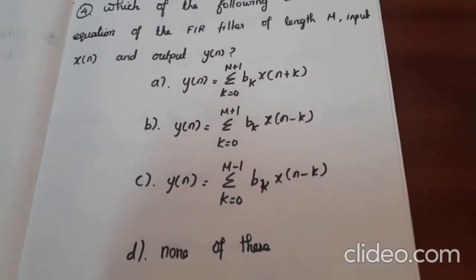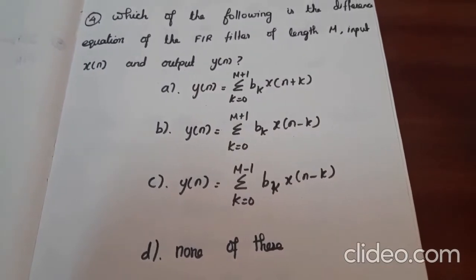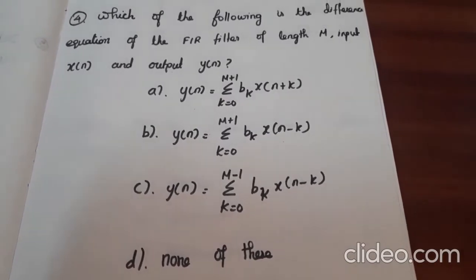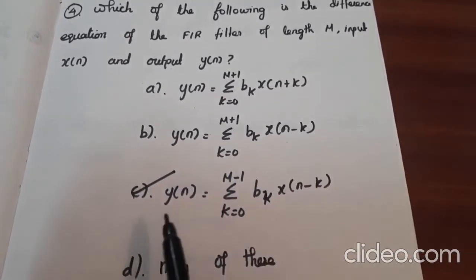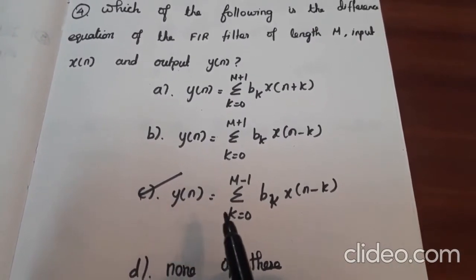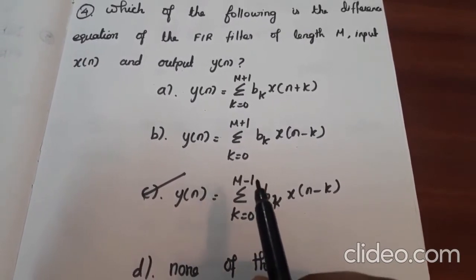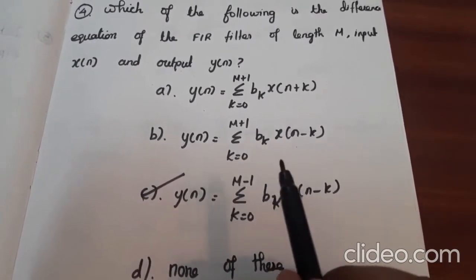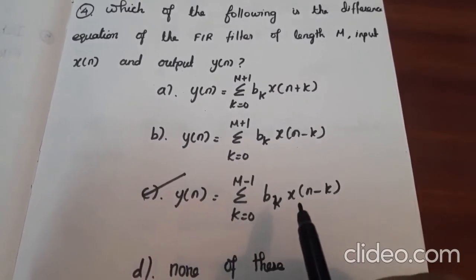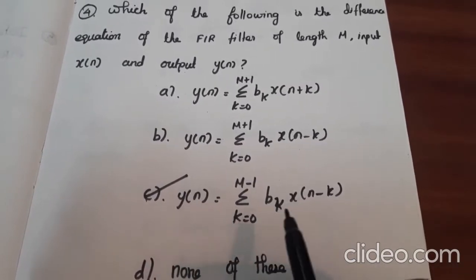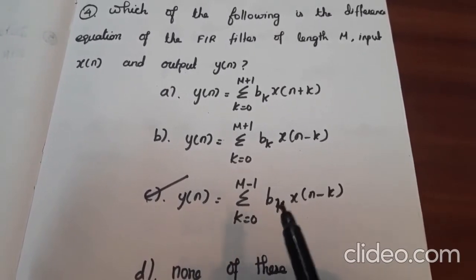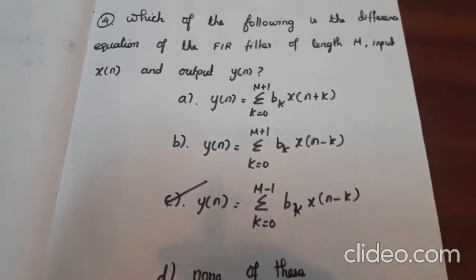And fourth question, which of the following is the difference equation of the FIR filter of length m, input x of n and output y of n? And here C is the answer. The relationship between y of n, x of n and m is that y of n, the output, is equal to the sum over k equal to 0 to m minus 1, where m is the length and pk is the filter coefficient, of pk times x of n minus k. So this is the relationship between output, input and length m. So here the answer is C.